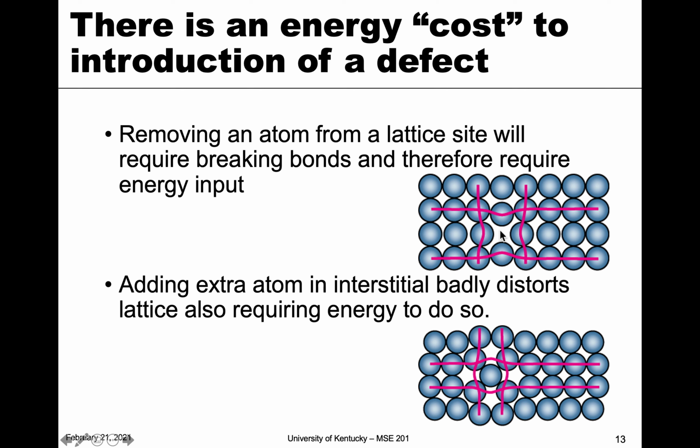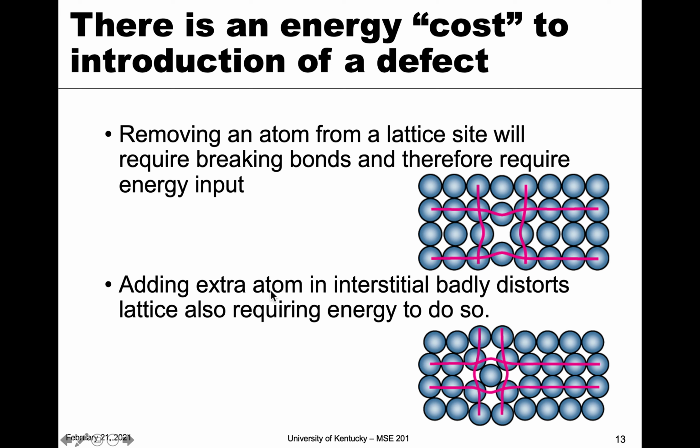So one thing you can think about is the vacancy. If we have a vacancy, it means we, in essence, removed an atom from the lattice site, right? And that would require breaking all of those bonds with its nearest neighbors. And so we would have to put energy into that system, right? So you can think about it as the removal of an atom. All right, so that cost energy.